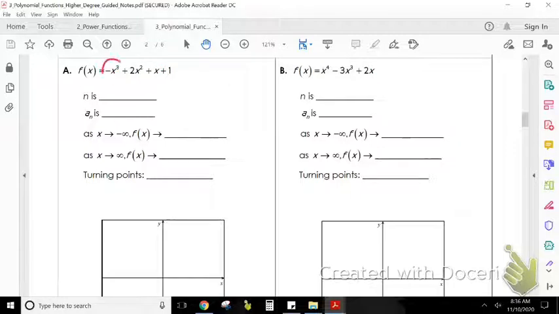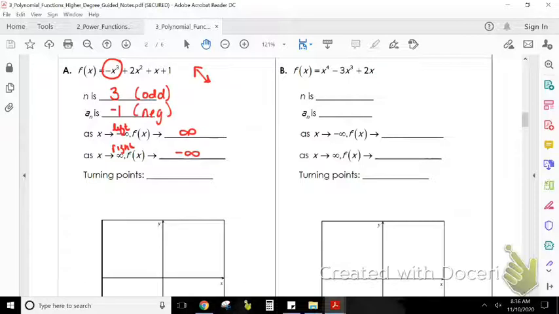All right, so this is my leading term. n is 3, which is odd. My leading coefficient is negative 1, which is negative. So think about that, negative x to the first, okay? So as x goes towards negative infinity, so as x goes to the left, we can see it's going up. So my y's are going towards positive infinity. As x goes towards positive infinity, so we're going to the right, we can see it's going down, so my f of x is going towards negative infinity.